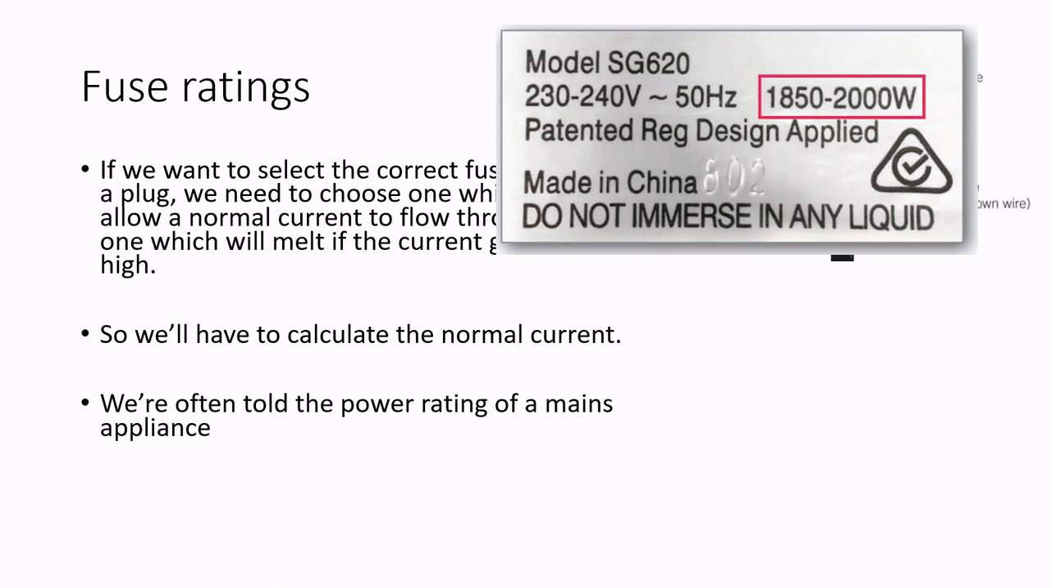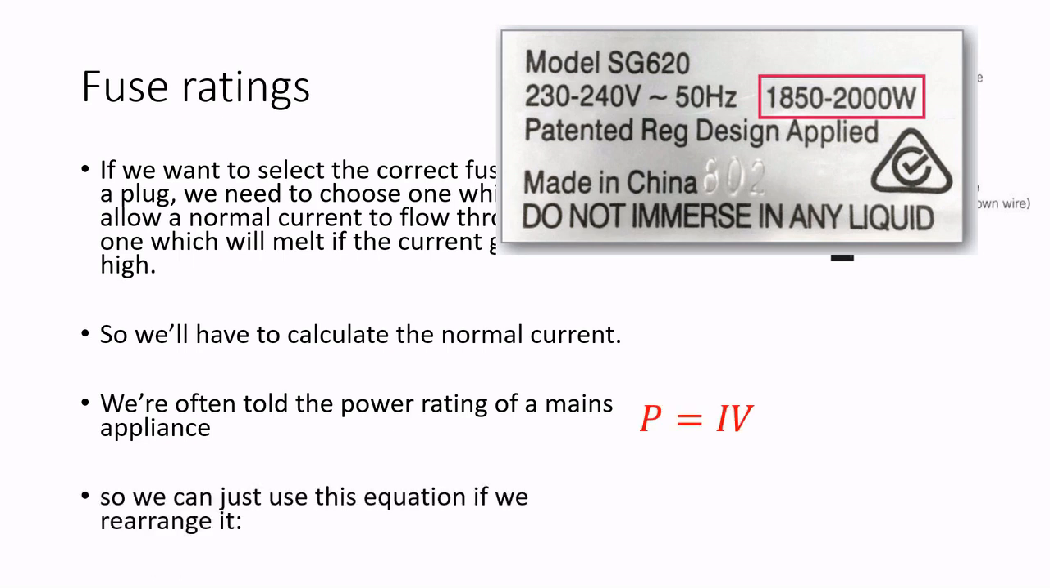It tells you the power as a range between 1850 to 2000 watts. It also tells us the potential difference of the supply as 230 to 240 volts. So we can rearrange the P equals IV equation to give current equals power over potential difference. Substituting the values, we get current equals 2000 over 240, which equals 8.3 amps.